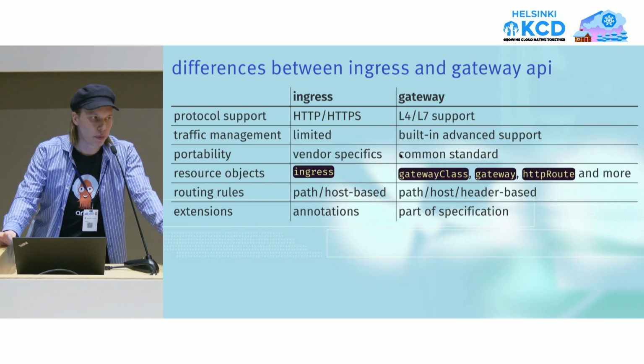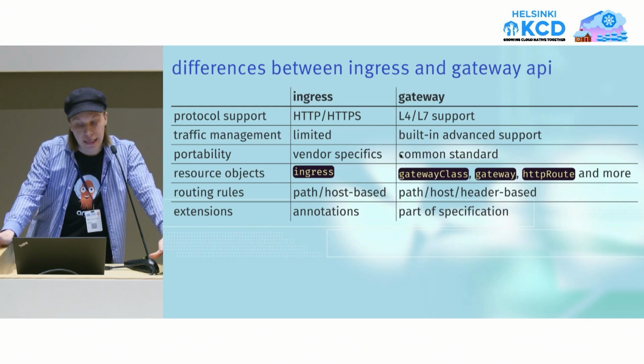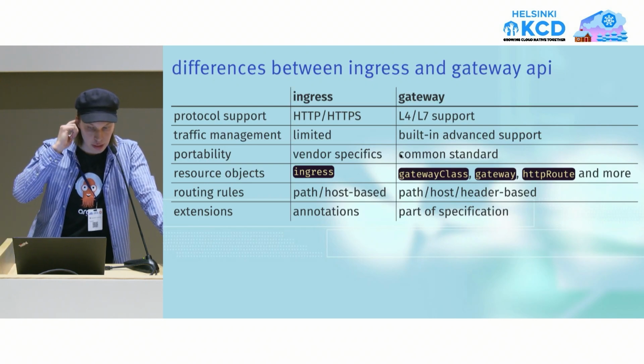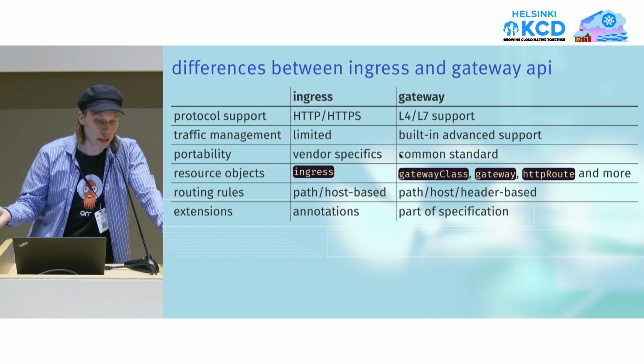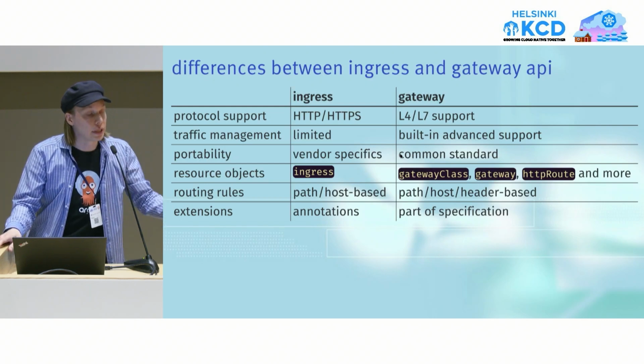Routing as well: path and host based for Ingress, and also header-based for the Gateway API, which is really nice. Extension, for Ingress, it's only annotations, as I mentioned, and for the Gateway, it's written in the specification.